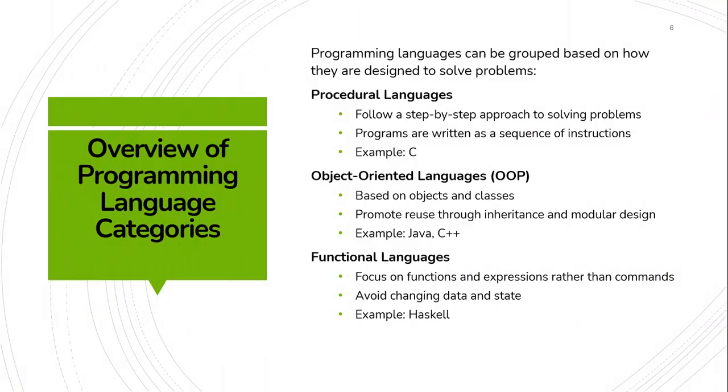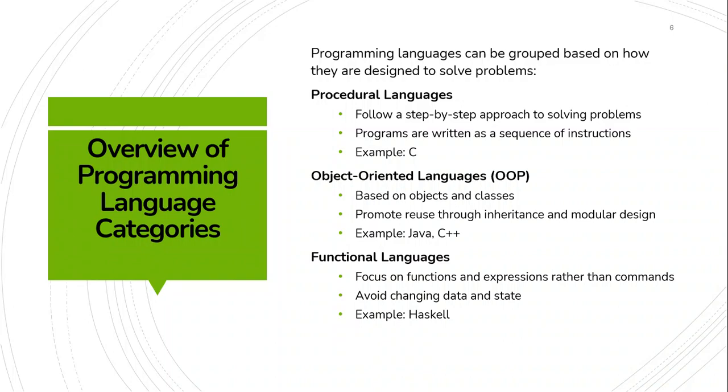Under this, we have several. Number one is what we call the procedural languages. This type of programming language follows a step-by-step approach to solving problems. Programs are written as a sequence of instructions. An example is C. Category two is the object-oriented languages, OOP. These are based on objects and classes. They promote reuse through inheritance and modular design. Examples are Java and C++.